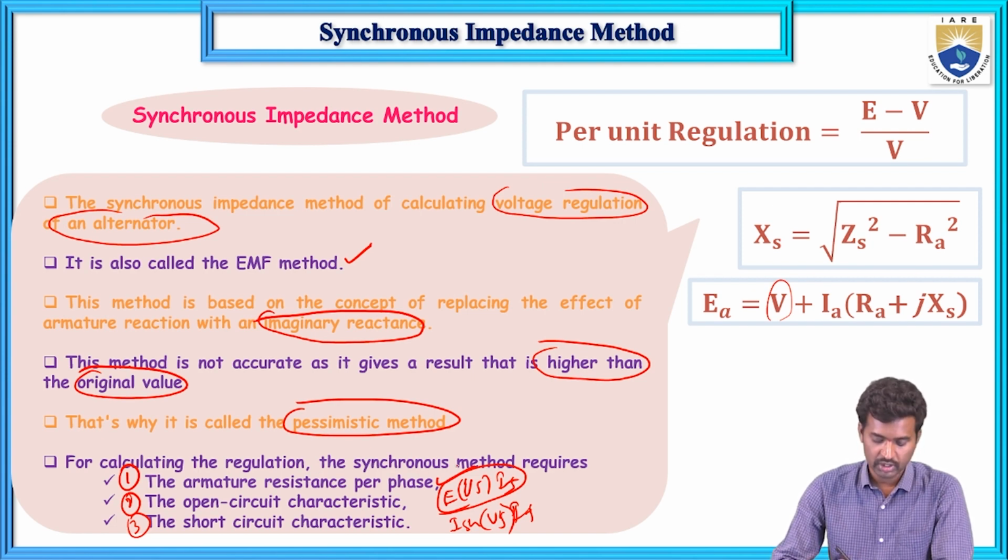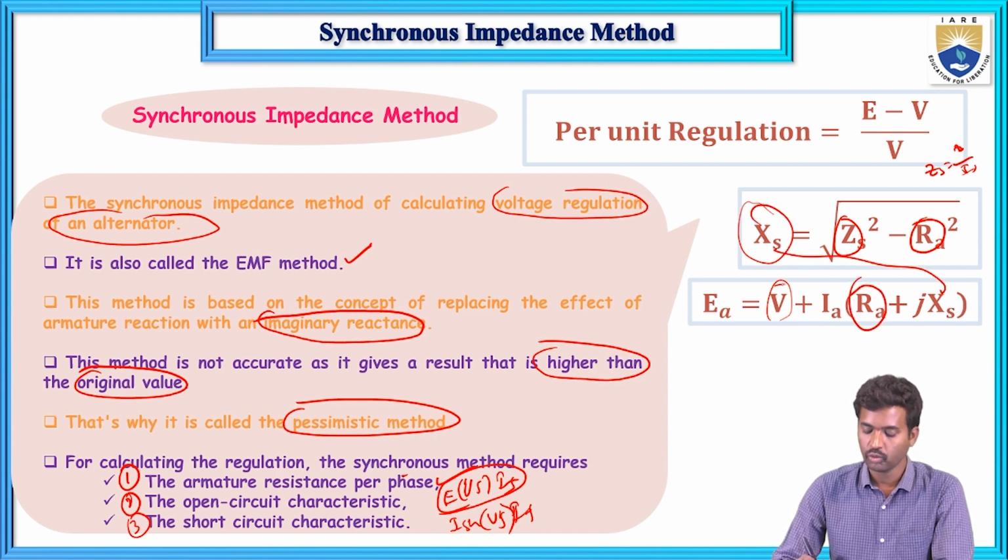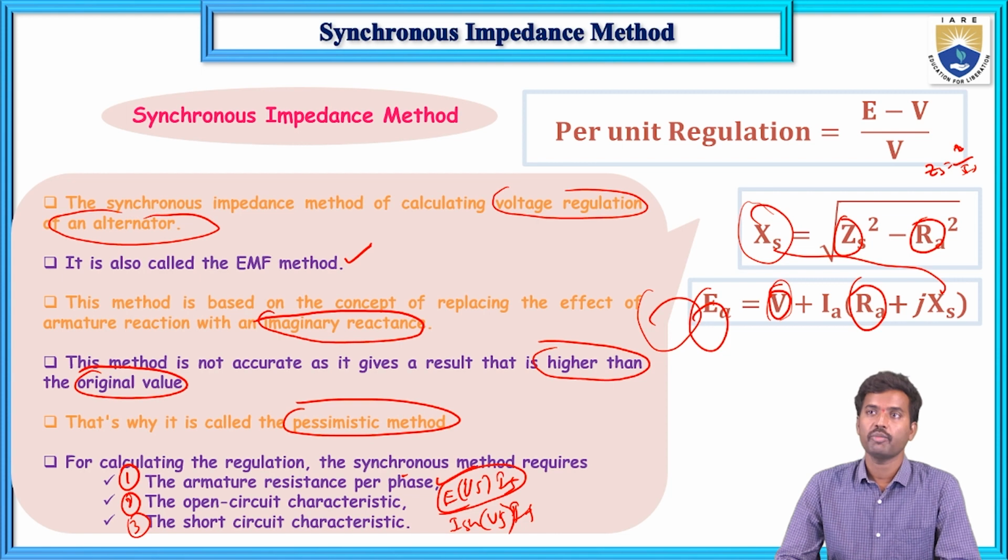This is the armature resistance per phase, and ZS equals the open circuit voltage divided by the short circuit current, from the open circuit characteristics and short circuit characteristics. After that you can calculate the XS. XS is here, RA is from here, voltage is the full load voltage, and E is the Thevenin open circuit voltage. So from this we can calculate the percentage regulation of the alternator.